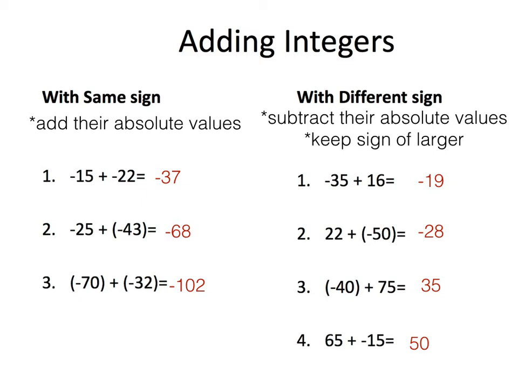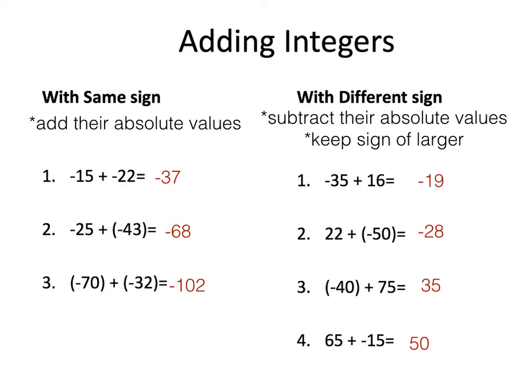For number 3, positive 75 has a greater absolute value, so therefore we would have a positive answer. Take 75 minus 40, we get 35. And for number 4, we have 65 minus 15 gives us 50, and the greater absolute value comes from the positive 65.